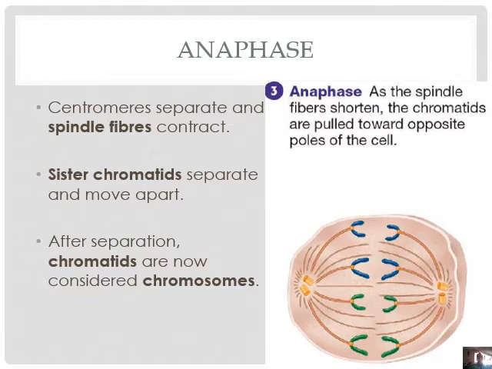After separation, the chromatids are now considered chromosomes. So remember I said to you that when they are joined, they're sister chromatids and they make up a chromosome. When they are individual, they are also known as chromosomes.